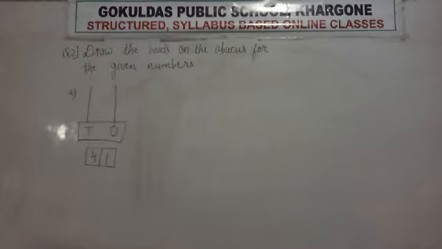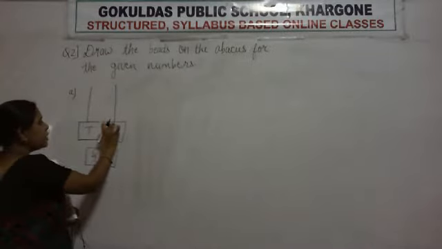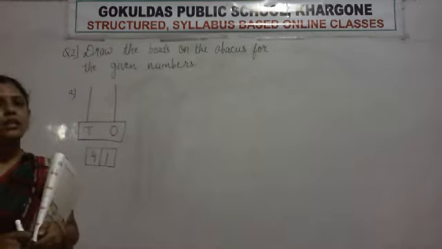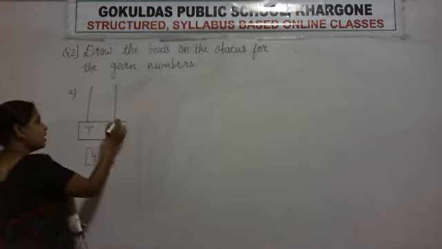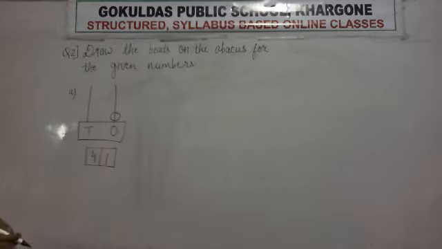So what do we have to do? What is the digit at ones place? The number at ones place is 1. So how many beads do we have to draw? On the ones side of the abacus we have to draw 1 bead, because the number here is 1. So draw 1 bead here.